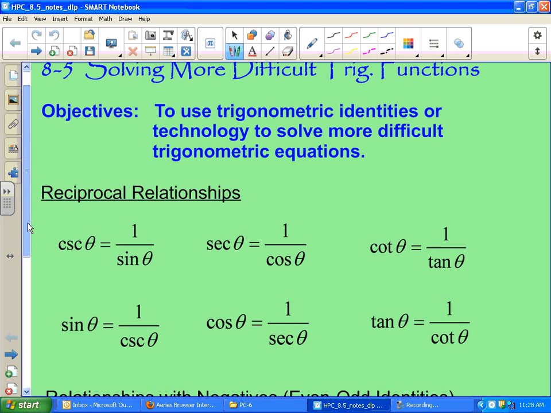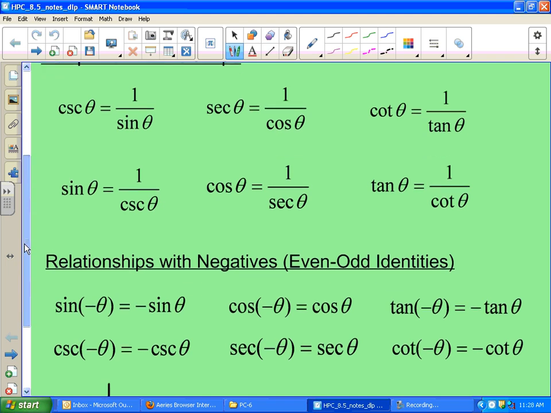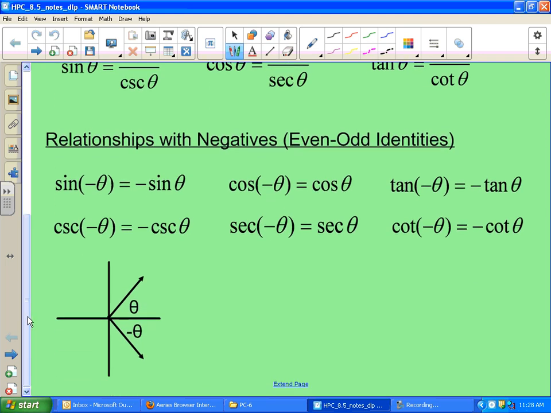So we have our reciprocal functions. We're going to be using these relationships to set up these solving trig function problems. And then we have our odd-even identities. Remember that for the sine and tangents and then their corresponding reciprocal functions, when you rotate as a negative angle, you get negative values of those trig functions. Whereas in the cosine world, a negative angle rotation still puts you in a place where cosine is positive. It's the same thing for secant.